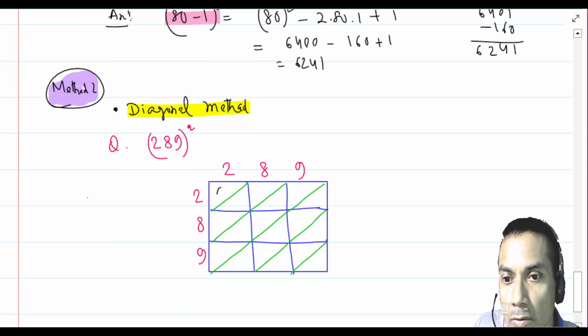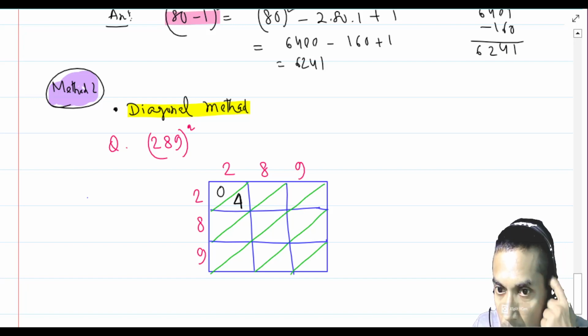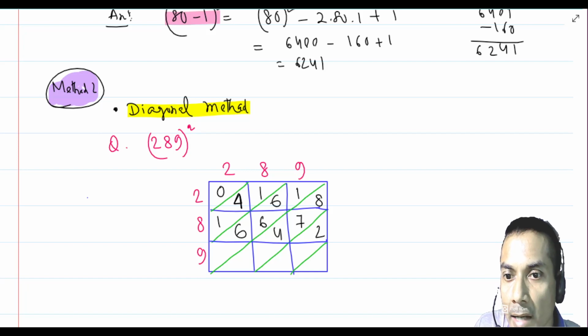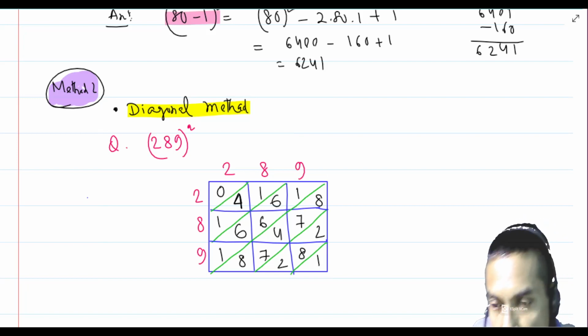So 2 twos are 4, so you write down 4 like this. Then 2 eights are 16, write 16. 2 nines are 18. And then 8 into 2, 16. Then 8 into 8, 64. Then 8 into 9, 72. Then 9 into 2, 18. 9 into 8, 72. And 9 into 9, 81. Clear?